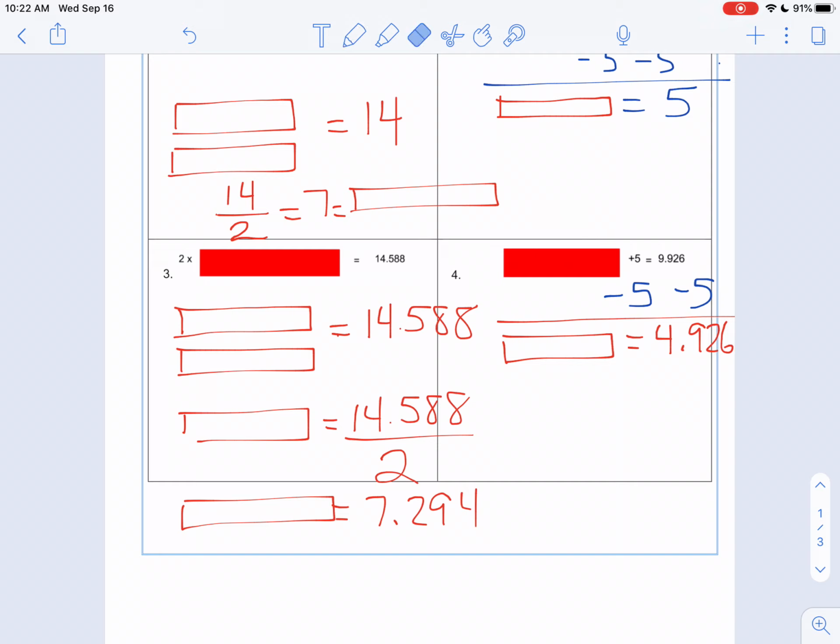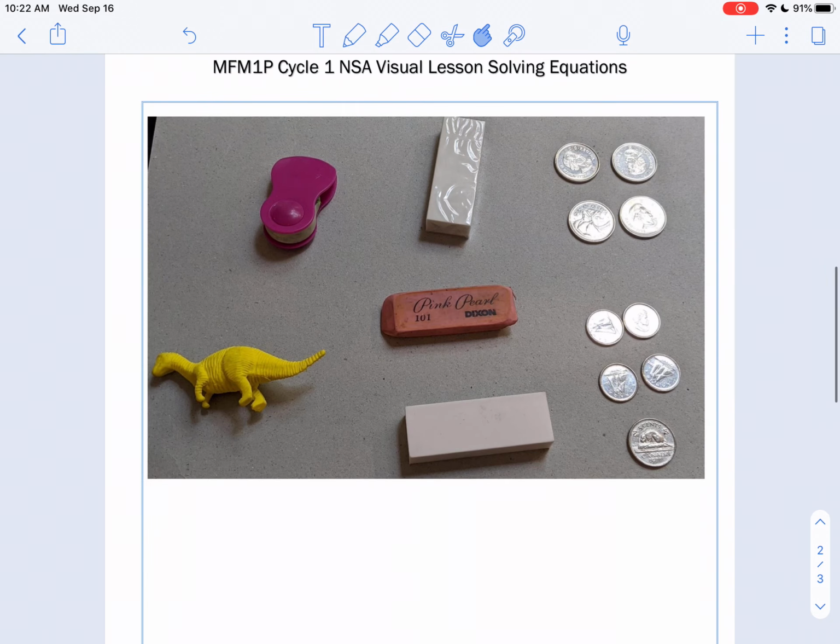A little bit too big. And then you could try 4.9 plus 5, which would give us 9.9, a little bit closer. But you don't want to have to keep guessing to get the right answer. So it's really important that you start to think about how to algebraically solve these equations.